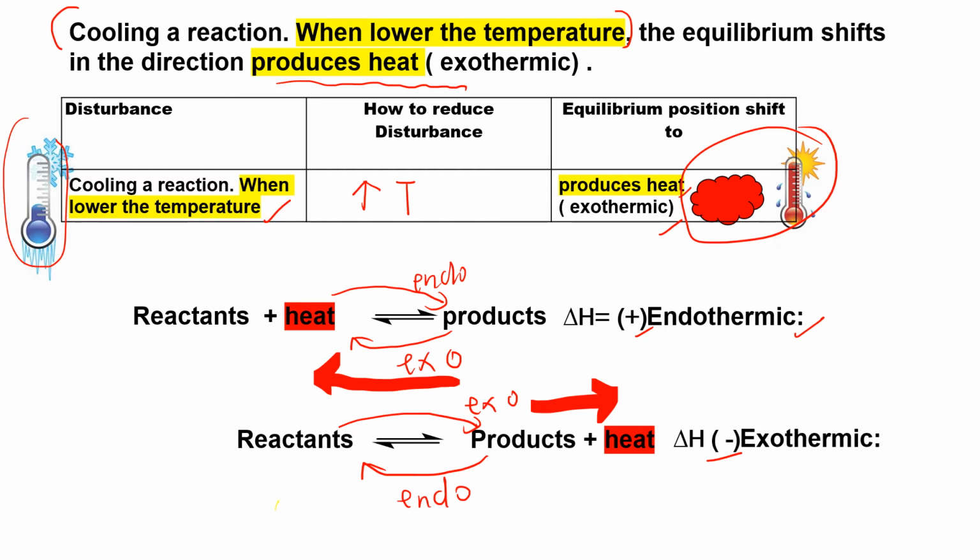So students, you can check: is it this one that releases heat? Is it this one that releases heat? This one? And this one also releases heat, right? Yes. So you remember, to go from a decreased temperature to an increased temperature, you must go to the exothermic process, so it can produce more heat to the surroundings.